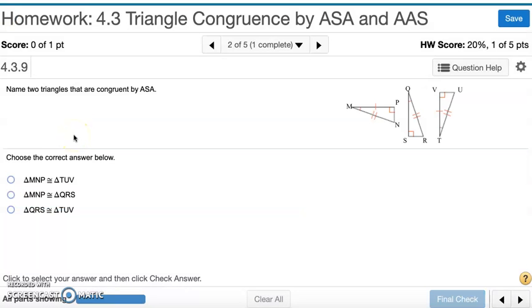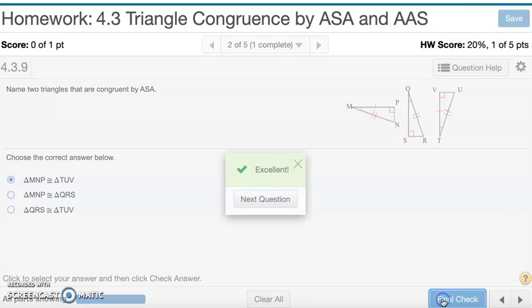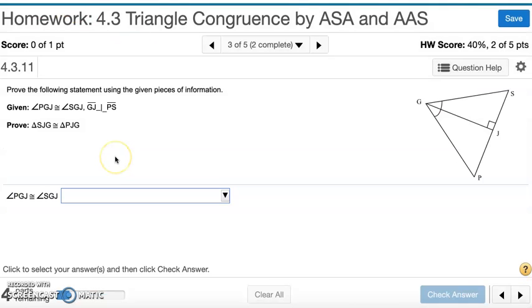Number 2. Name two triangles that are congruent by angle side angle. Now we must have a congruent corresponding side in between two corresponding congruent angles. So looking at that, I would say angle side angle here, angle side angle here. So it'll be triangle MNP and triangle TUV. And that's number 2.